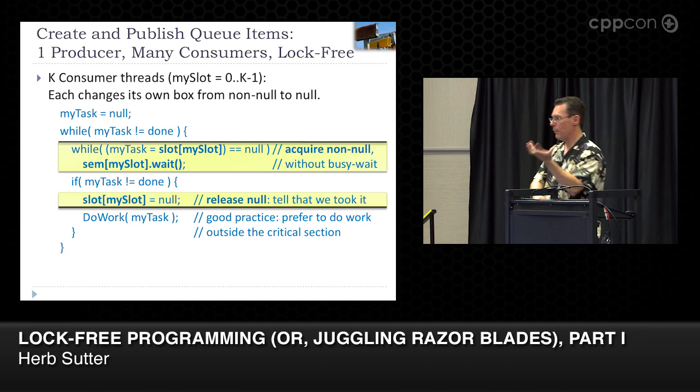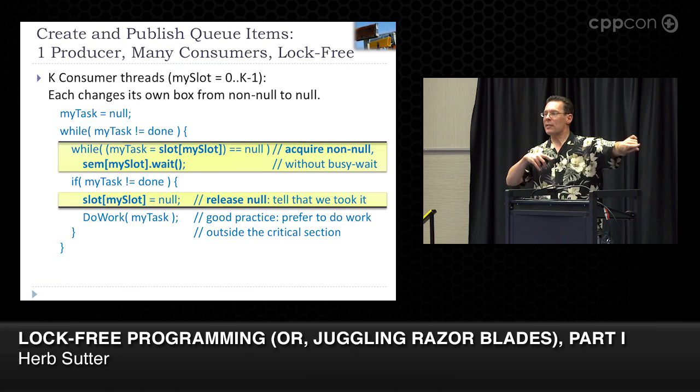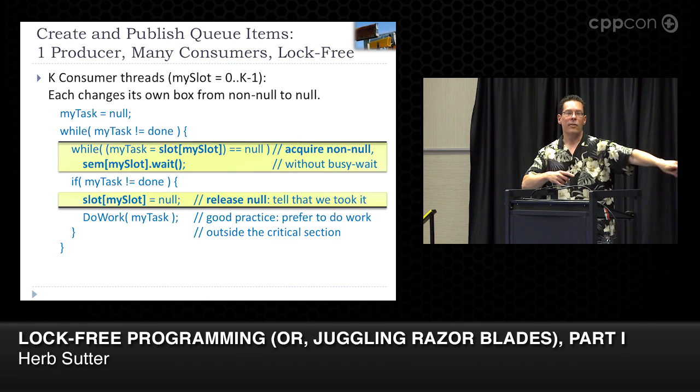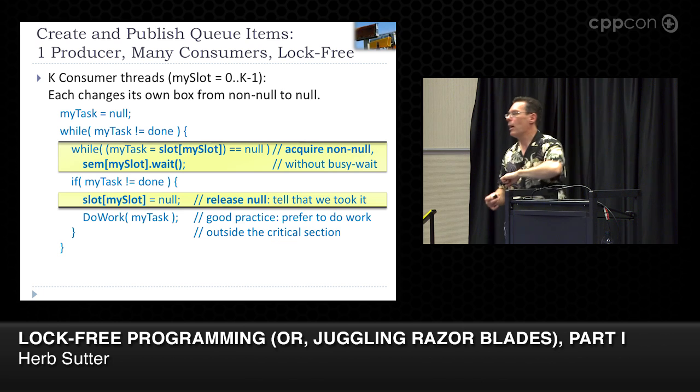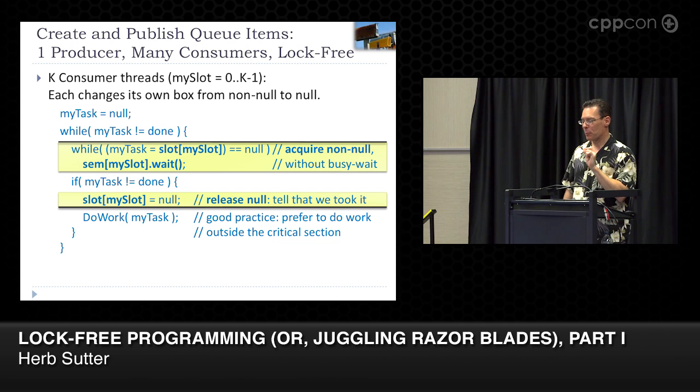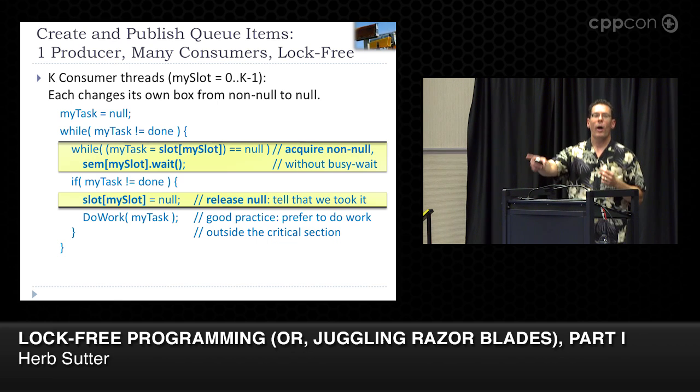I read from it, I've got my value. And then I release the exclusivity and allow the producer to do something more with it by setting it to null. Null means he owns it, non-null means I own it. Okay? Why is it a good practice, that last comment, to prefer to do the work of my task in that location? Scalability. Why scalability?